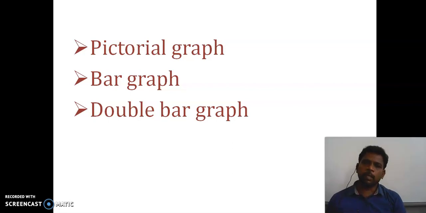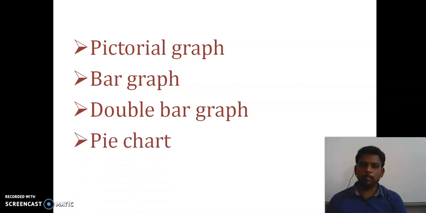So what is a pictorial graph? Pictorial graph, you already know, is a representation of the graph by means of pictures. That is called a pictorial graph, right? And here you are going to see one more graph, which is nothing but the pie chart, right? Pie chart, you are going to see, is how we can represent the data in a circle form. That is called a pie chart. So let us see one by one now.